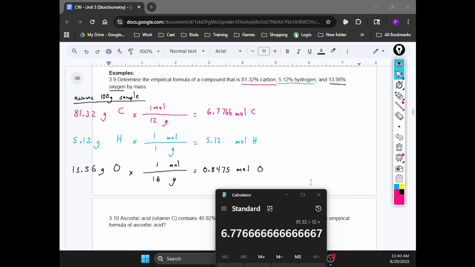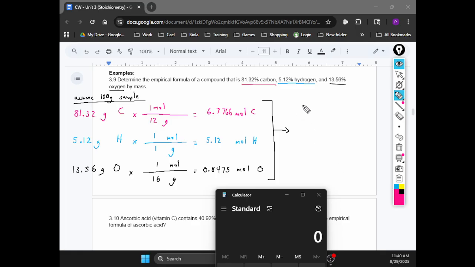So maybe about 4, maybe 5, depending on what the problem is. This one, obviously, you can't do more because it's just 5.12, but just a heads up for empiricals, adding a couple more decimals will probably help you out in the long run. Okay, so once you have your grams converted into moles, you want to use this as a starting point for your chemical formula.